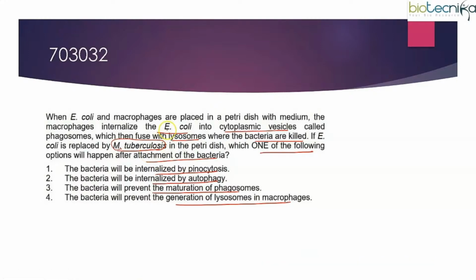How can E. coli usually be killed? When it fuses with the lysosomes, phagolysosomes form and the bacteria get killed. But for Mycobacterium tuberculosis, it will undergo phagocytosis, but the bacteria will prevent the maturation of phagosomes. As a result, it will prevent its killing. So option 3 will be correct here. Remember, it will prevent the maturation of phagosomes.